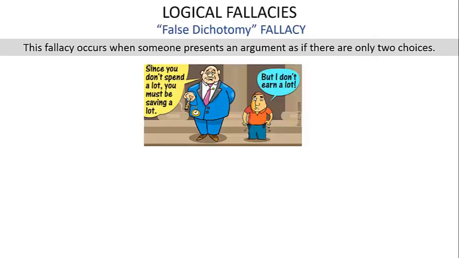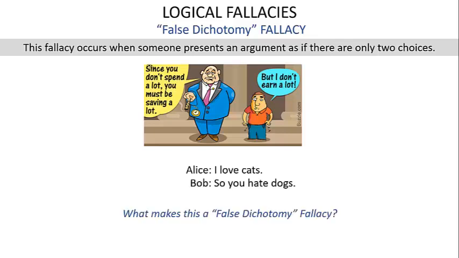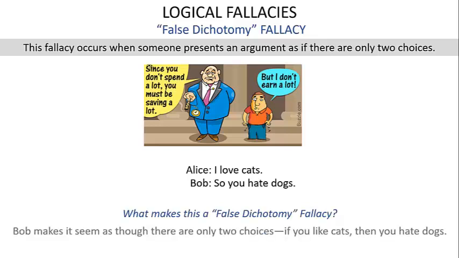The false dichotomy fallacy. This fallacy occurs when someone presents an argument as if there are only two choices. Alice says, "I love cats." Bob says, "So you hate dogs?" What makes this a false dichotomy fallacy? Bob makes it seem as though there are only two choices: if you like cats, then you hate dogs. And of course, that is not the case.